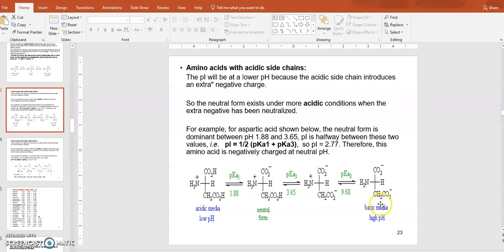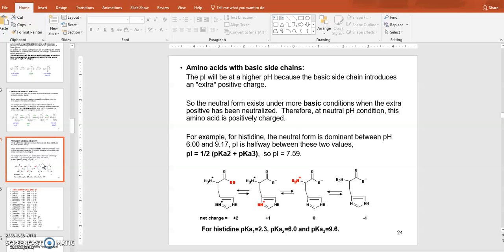So in this case, pK1 and pK3 divided by 2, so the pi value is a pH of 2.7, so that's what it means. Okay, anyway, that's not important.